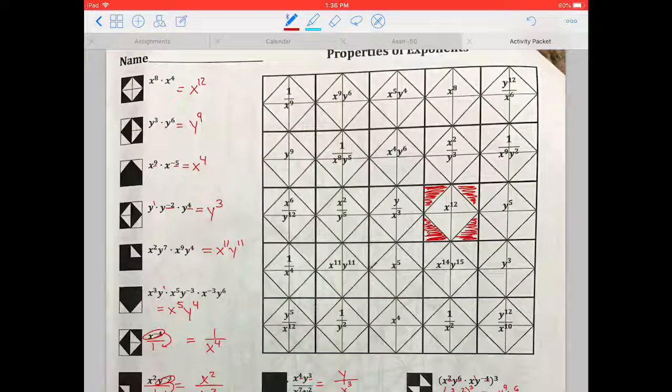Y to the 9th power is right here. So it needs to look like this image. So that's this entire little triangle over here. And then these 2 corners on the right.